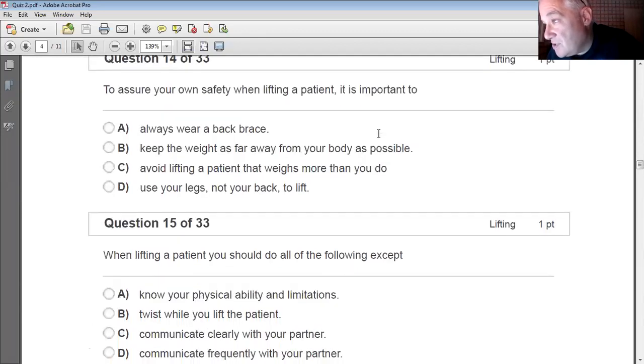To assure your own safety when lifting a patient is important too. So the most important thing when you're lifting is that you use your legs, not your back, right? That's always a classic state exam question.